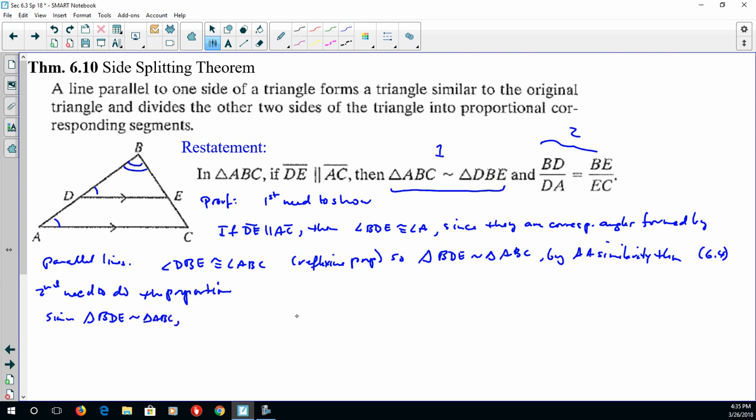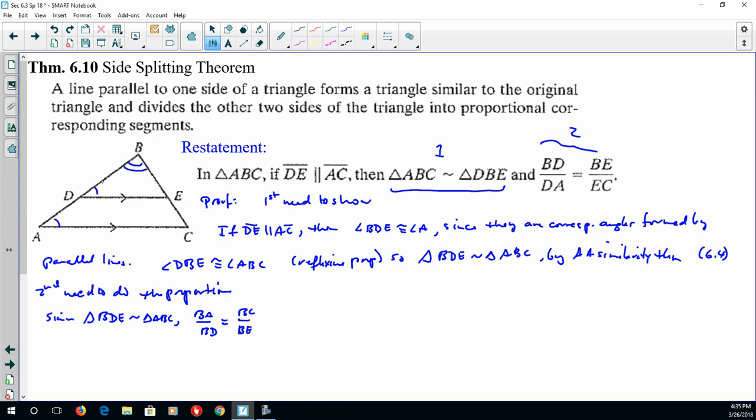We know that BA is to BD as BC is to BE. Okay. So BA is to BD, okay, as BC is to BE.